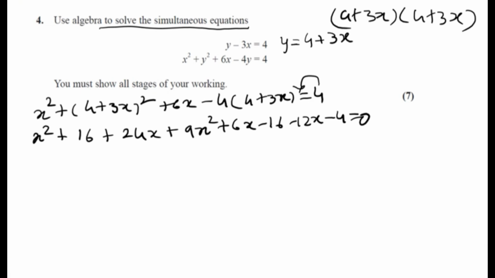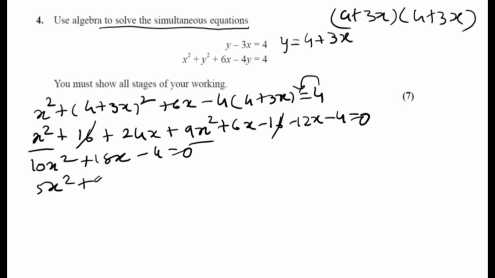Collect the like terms. So x squared and 9x squared will give me 10x squared. 24x minus 12x and 6x, that will give us plus 18x. Plus 16 minus 16 will cancel out, minus 4 equal to 0. Now we can say this is all a multiple of 2, so I divide the whole equation by 2. That will give me 5x squared plus 9x minus 2 is equal to 0.